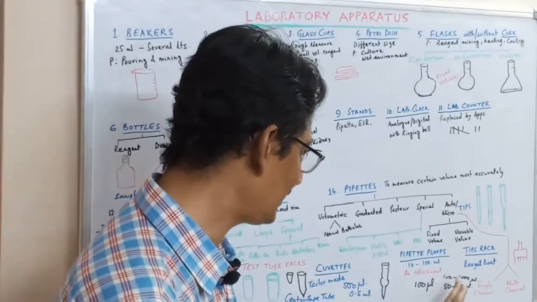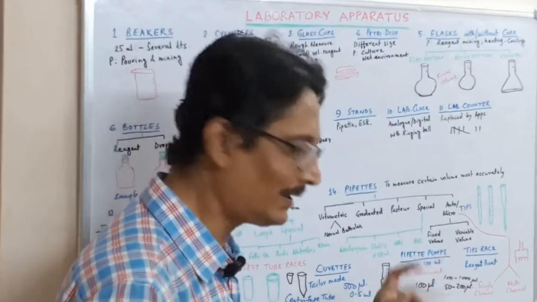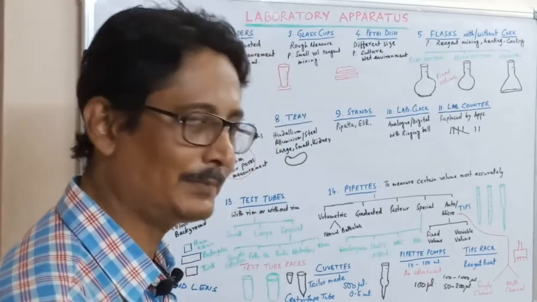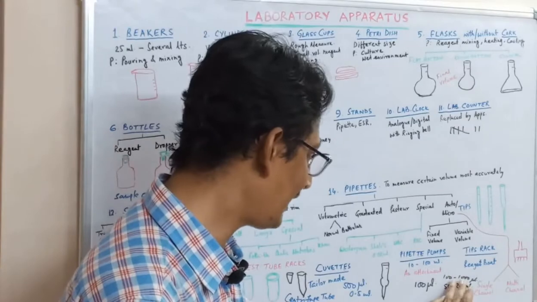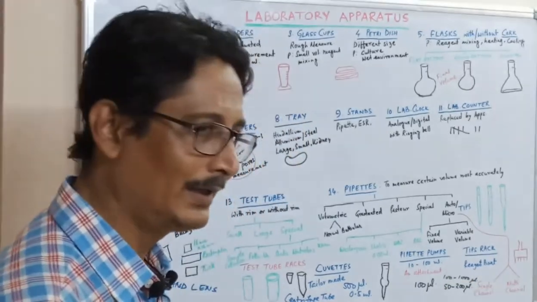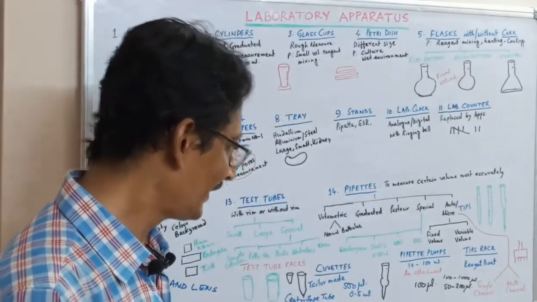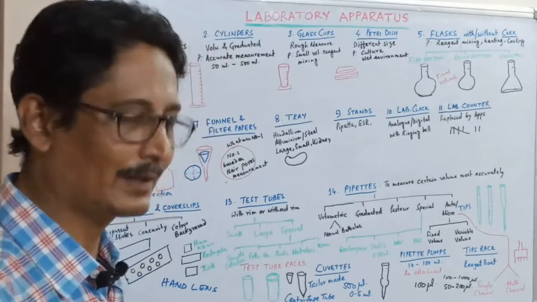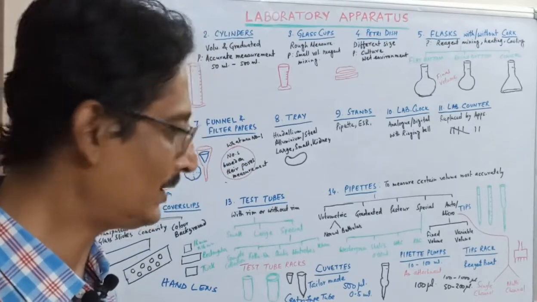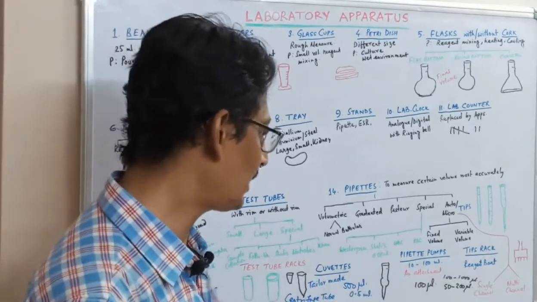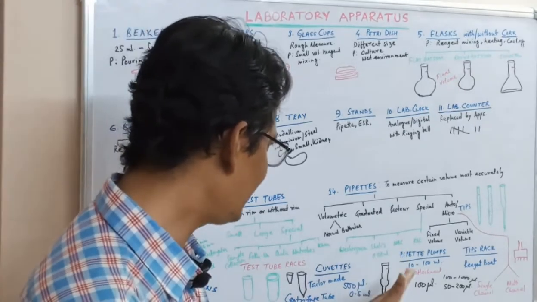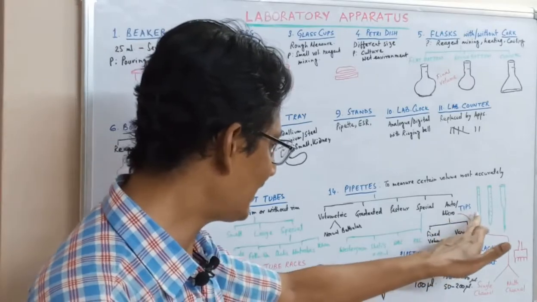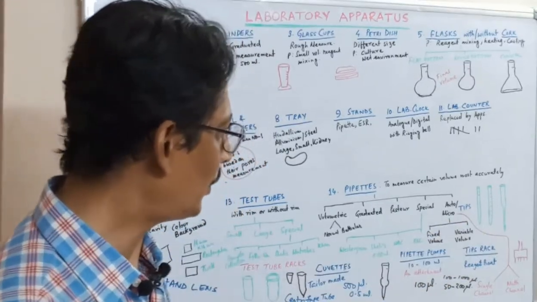Like if you purchase a 50 to 200 microliter pipette, then you can measure 50, 51, 52, 53, up to 200. If you purchase a 100 to 1000 microliter pipette, you can measure in between, 100, 110, 120, 130, like that, up to 1000 microliter. And some attachments are needed for that, that is the auto and micro pipette tips.